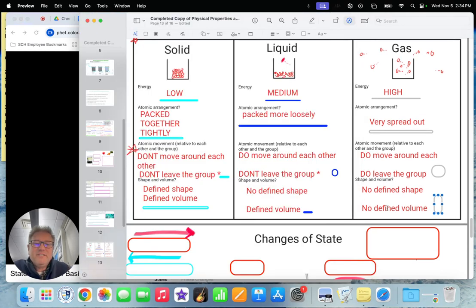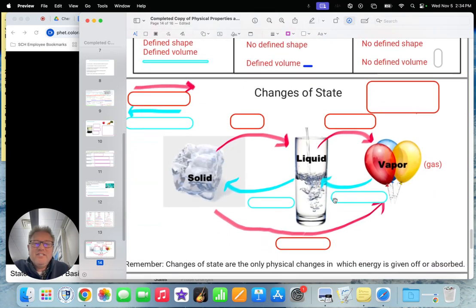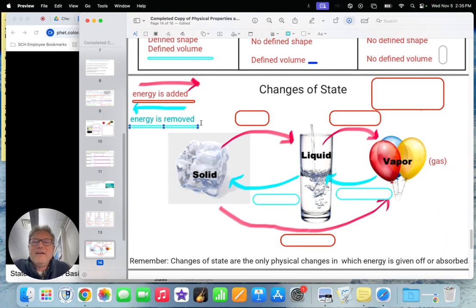The last note page today is about the changes of state. As I said, changes of state occur when you either add energy, and if you have two colors, it could actually help with this: red for adding energy, or maybe there's a change of state where energy is removed. We'll look at the added energy ones. We'll use the red arrow to add energy.